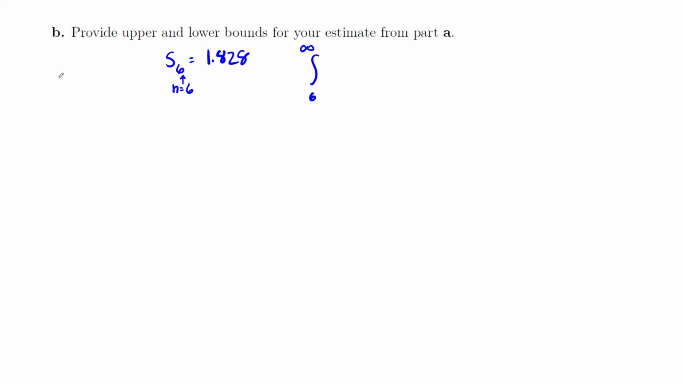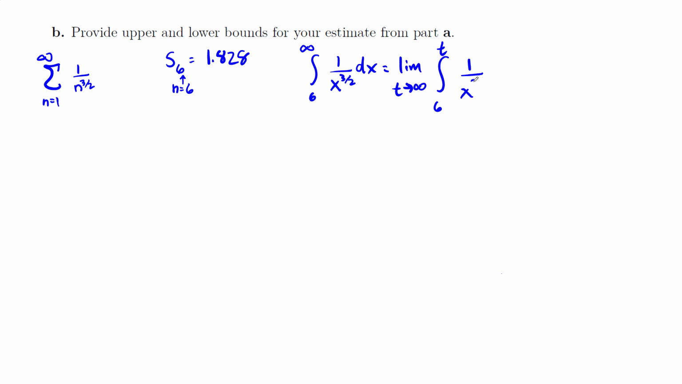And we're talking about the series 1 over n to the 3 halves, right? So that means I should be talking about the function 1 over x to the 3 halves. So that's the limit as t goes to infinity of the integral from 6 to t of 1 over x to the 3 halves dx, right? We know that we want to pull that x to the 3 halves up top. And so this will be the integral from 6 to t of x to the negative 3 halves dx.